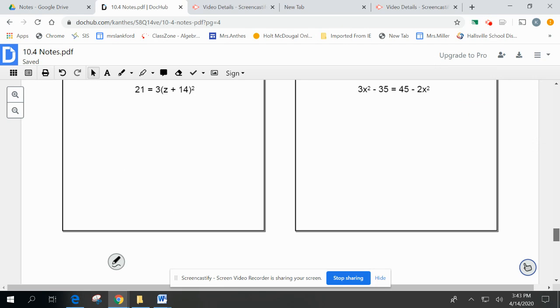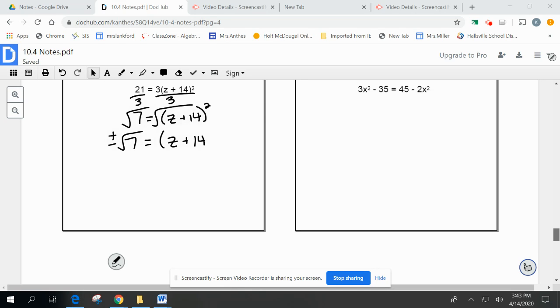All right, for the next problem, we start out the same method. Divide by 3, and I get 7 equals z plus 14 squared. Then I square root. So plus or minus square root of 7 equals z plus 14. Then I would subtract 14. So I get plus or minus square root of 7 minus 14 equals z.